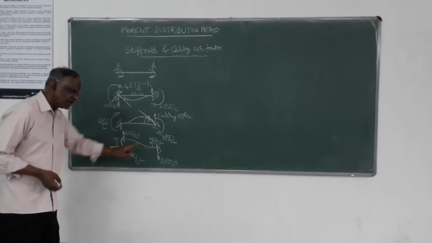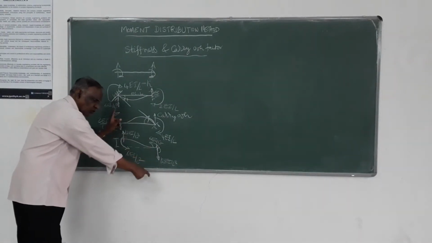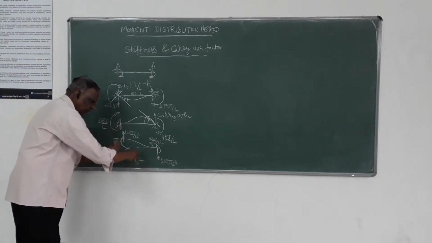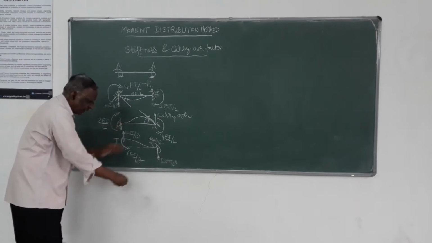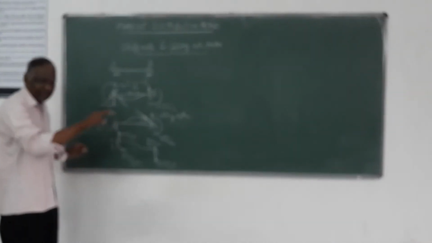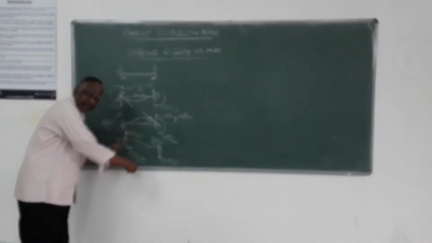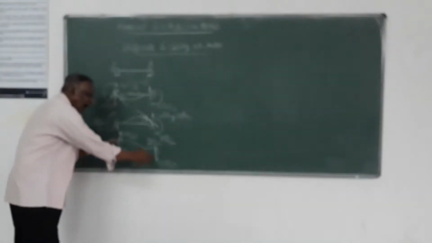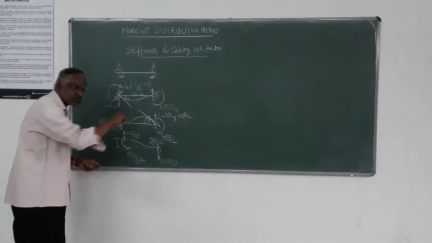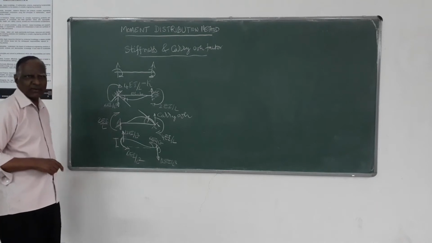How do you get this? Here the total moment: this 12EI by L cube, two equal and opposite parallel forces separated by a distance L, gives a moment 12EI by L cube into L, because the lever arm is L. So 12EI by L square, that is the moment. Here the two moments have to be there. The total moment has to be 12EI by L square. Half that value will be here, half that value will be there.